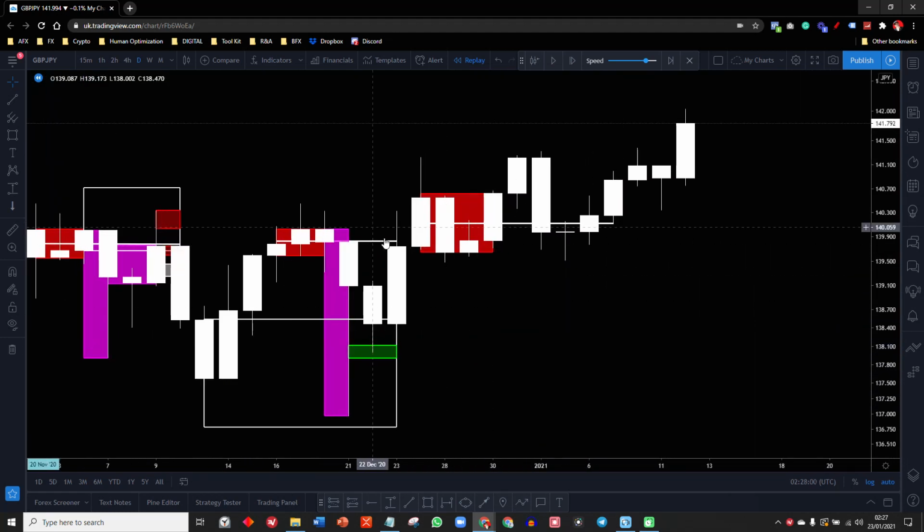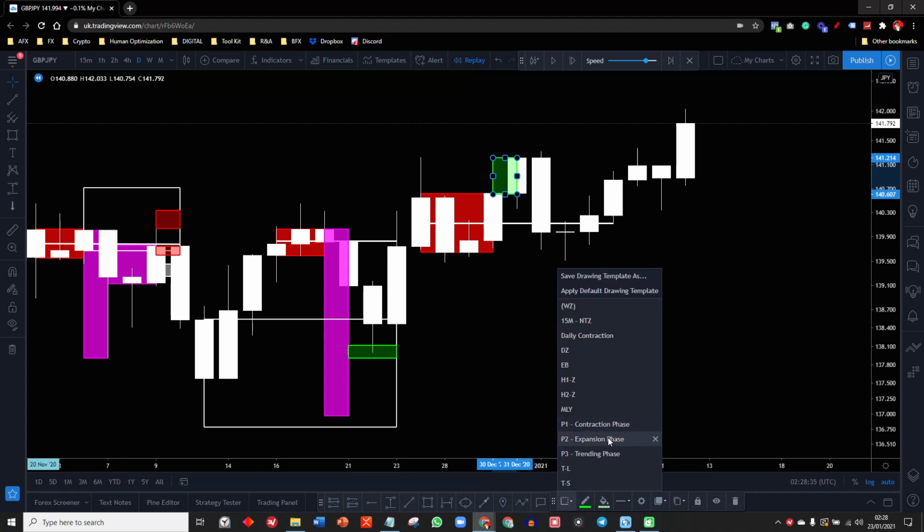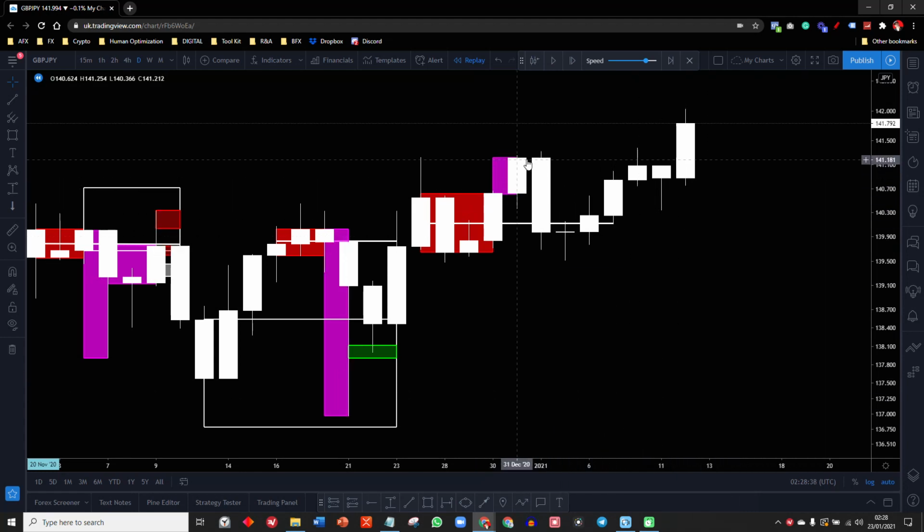Okay, so this one, again, is a little bit more tricky because we're not expanding into a definitive area of demand, okay? But we are expanding back into this contraction line. And this is where we look at structure. So again, the market has proceeded out of this box. The market is expanding when it expands out of our contraction box. So as we can see, the market has expanded out of there, center back. Let's make this the expansion phase. And it's expanded back down again.